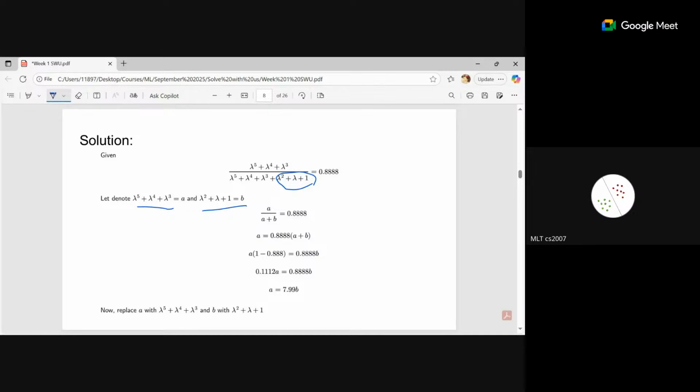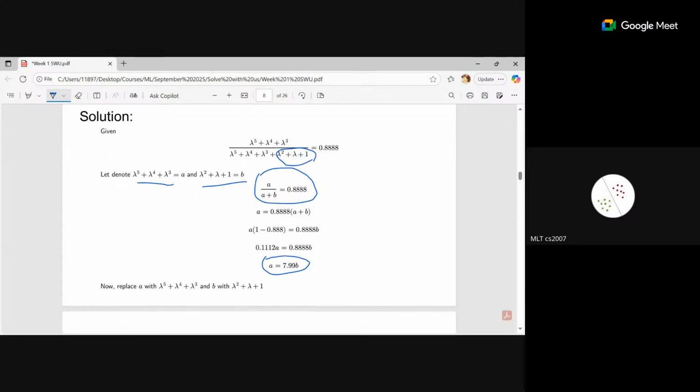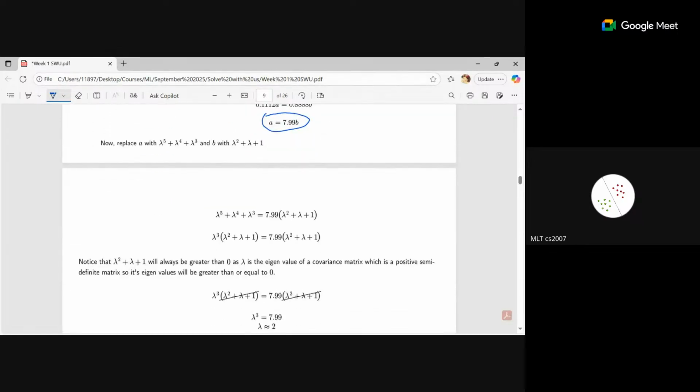Okay. So after solving this equation, what we get is this relation, which is A is equal to 7.99B. All right. So if A is 7.99B and I know what my A is and I know what my B is, then we can just solve these things. So I replace A with lambda to the power 5 plus lambda to the power 4 plus lambda to the power 3 and replace B by lambda square plus lambda plus 1.